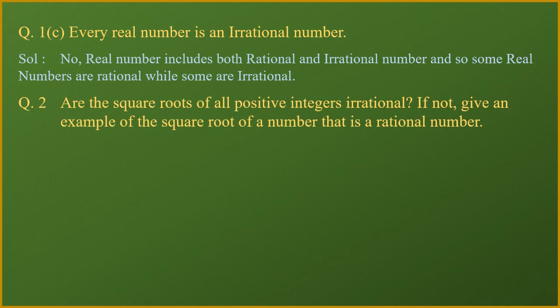Are the square roots of all positive integers irrational? If not, give an example of the square root of a number that is a rational number. Means they are asking, if we take the square root of all positive integers, will they be irrational? For example, if I take the square root of 2, it will come in the form of a non-terminating, non-repeating decimal, and hence I can say that yes, it will be irrational. But I can't say with guarantee or uniformly that each and every number will be irrational only.